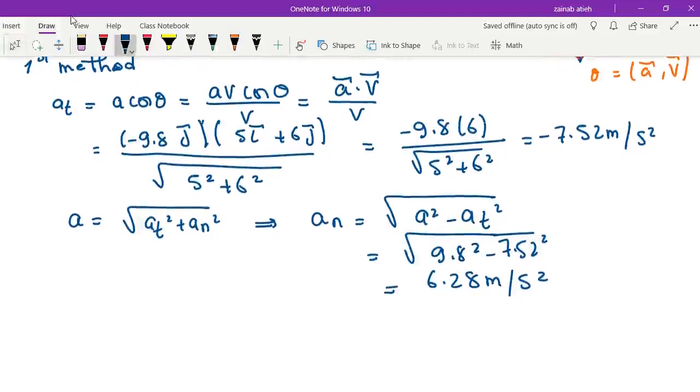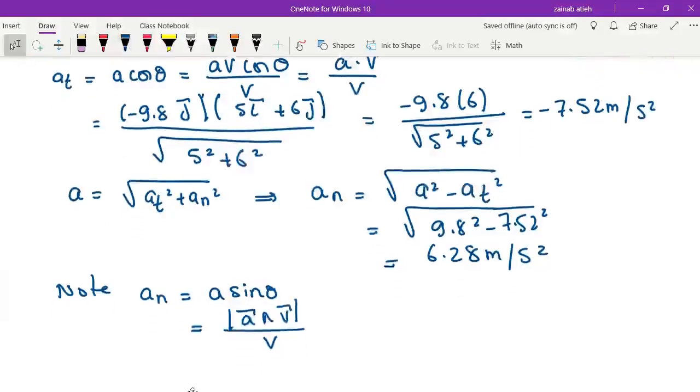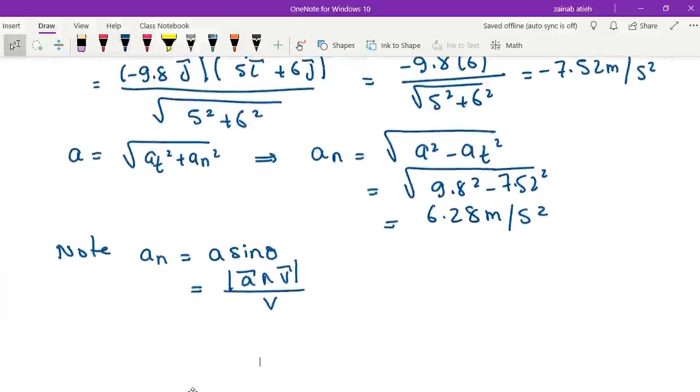Of course, note that AN is A sin theta, because it is the other projection. So I can write it this way: it's the magnitude of A cross V over V. I can write it this way, but I rarely use this notation. Let me use a second method to find AT, and then I will find AN again. So, second method.